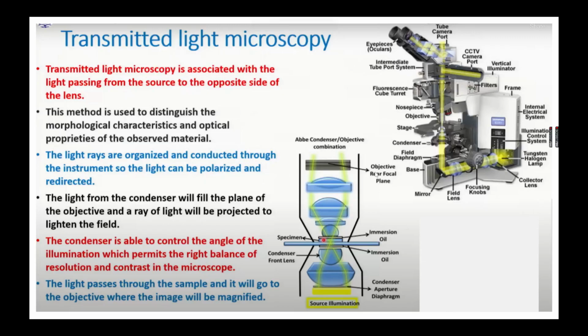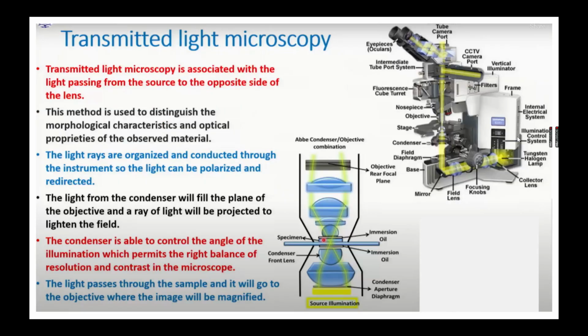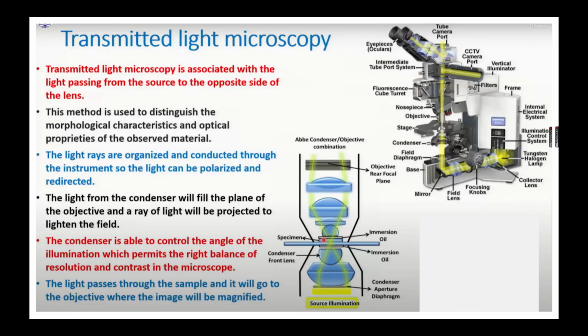So here you can see the objective is on this side, and sorry, the condenser aperture is on this side. It is asking about the source and the objective. So the source is on this side, and in between there is a specimen, and the objective is on the other side. So here the light source and the objective are on the same side, but here they are not on the same side. So our answer would be reflected light microscopy.